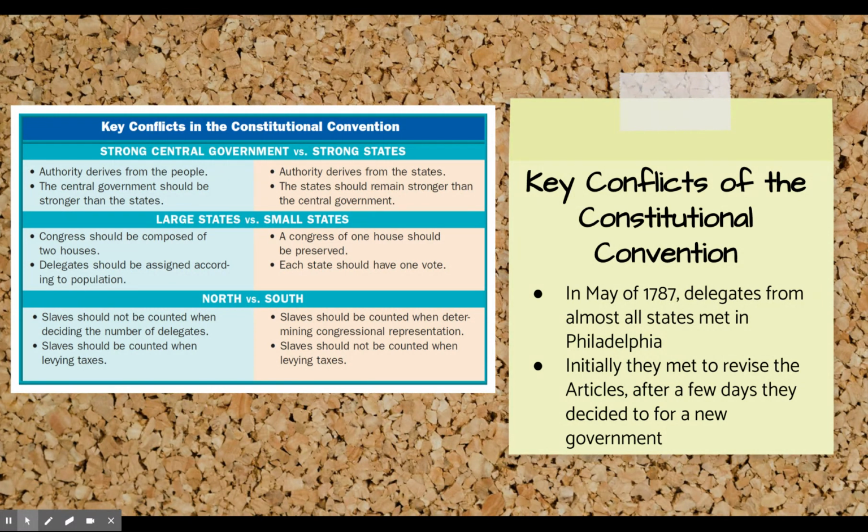Large states versus small states. How are we going to determine representation? Do we favor states with bigger populations at the expense of our smaller states? Do we make everybody equal because they're all states? That would have to be solved. And then North versus South. There were a lot of differences between the more industrial North and the more agricultural-based South that utilized the forced labor of slaves. Many of these southern states were fearful that a law may be passed to do away with slavery, and they didn't want that to happen.